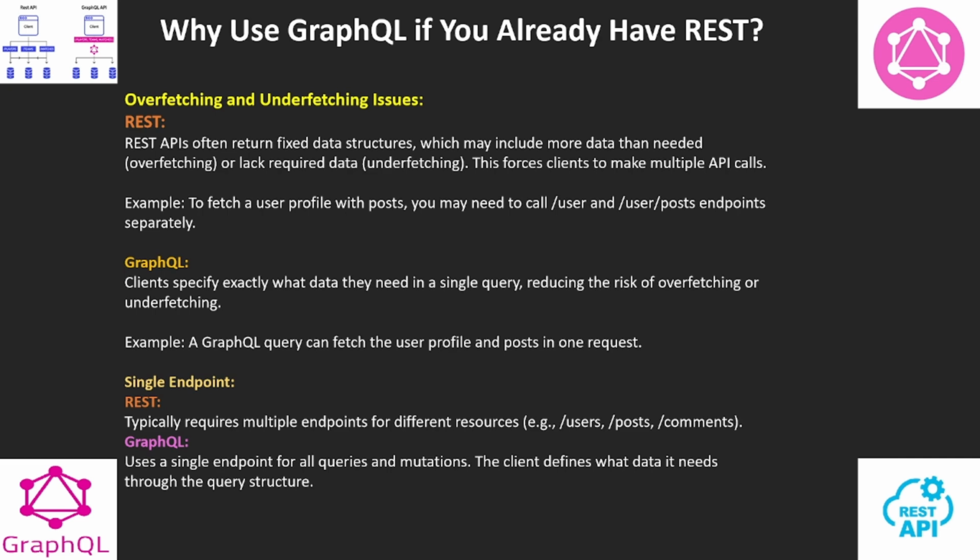Single endpoint. REST typically requires multiple endpoints for different resources. Suppose, for example, I need users, posts, and comments, so I need multiple endpoints. For GraphQL, you use a single endpoint for all queries and mutations. The client defines what data it needs through the query structure.